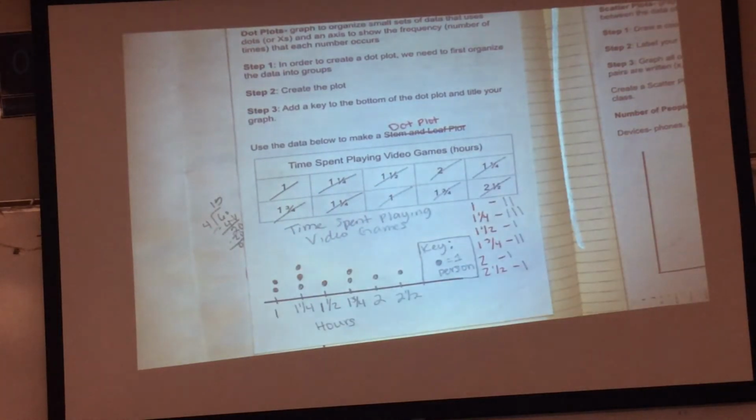And so if the question asked you how many people play for an hour and 15 minutes, what would the answer be? If each dot was 4 people, it would be 16. I mean 12. It'd be 12 people. So that key is super important. That's the first thing that, well, I would look at what the graph is representing and then look at my key terms to see how many are in each category.